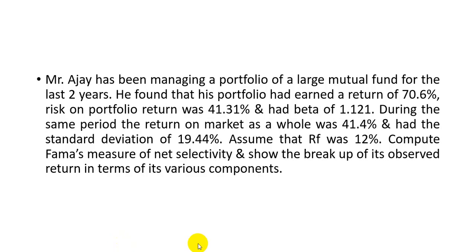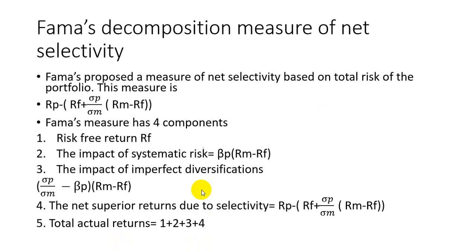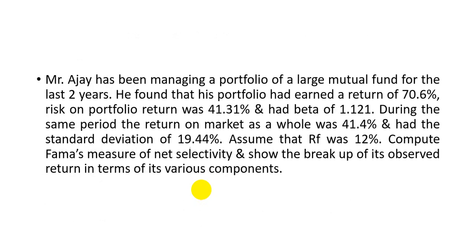If you see this formula, you require RP, RF, standard deviation of P, standard deviation of M, RM and RF. So first of all, he found his portfolio has earned a return of 70.6. So RP has been given as 70.6. Risk on portfolio return was 41.31. So risk on portfolio is 41.31.